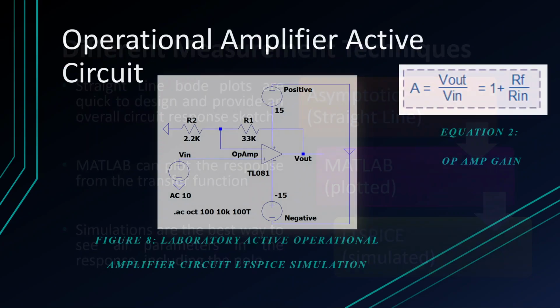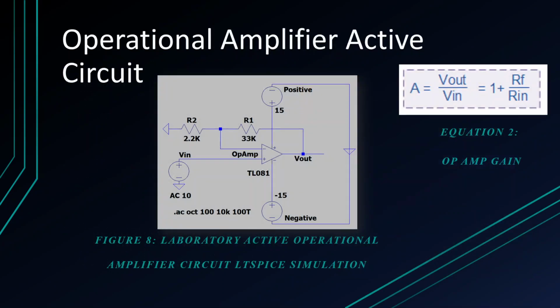Up next, we have the op-amp circuit, and this one is made out of a TL081 op-amp with two resistances, as we can see on the diagram. On the right, we have equation number 2, which is the equation to get the gain of the circuit, which will be 1 plus RF, which in this case is 33K, over R in, which is 2.2K.